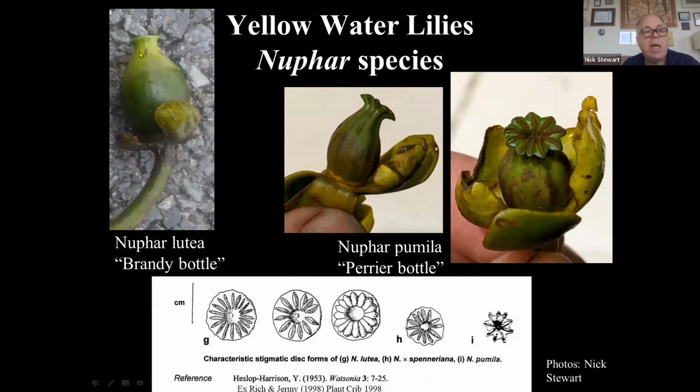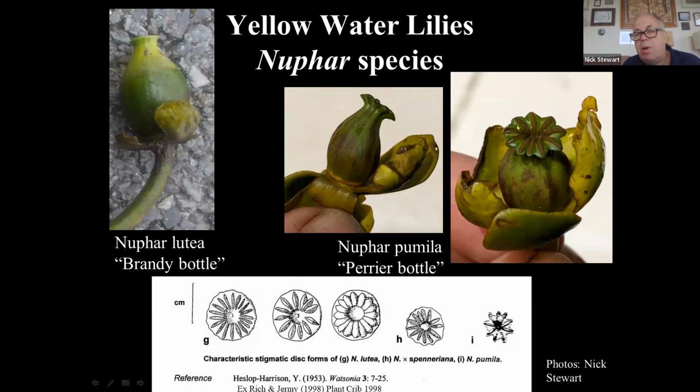So whereas the yellow water lily has quite a fat fruit, it's sometimes called brandy bottle because it's supposed to look like a brandy flask, and it also has a slightly alcoholic smell when you break it open, which is why it has this other name called brandy bottle. But the least yellow water lily has a much narrower fruit, which looks more, in my view, like a Perrier bottle. And it's quite common for it to be slightly asymmetric like this.